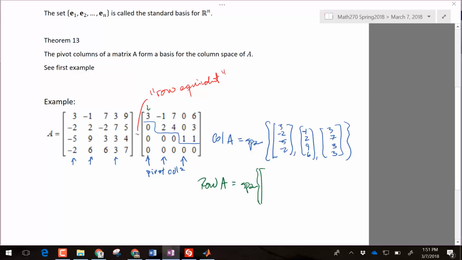Or you can take the transpose and do row reduction, and you get the same thing. So the row space will be this one. You can actually take the rows from the reduced row echelon form. In this case, it would be 3, minus 1, 7, 0, 6; 0, 2, 4, 0, 3; and 0, 0, 0, 1, 1. So that's the row space.